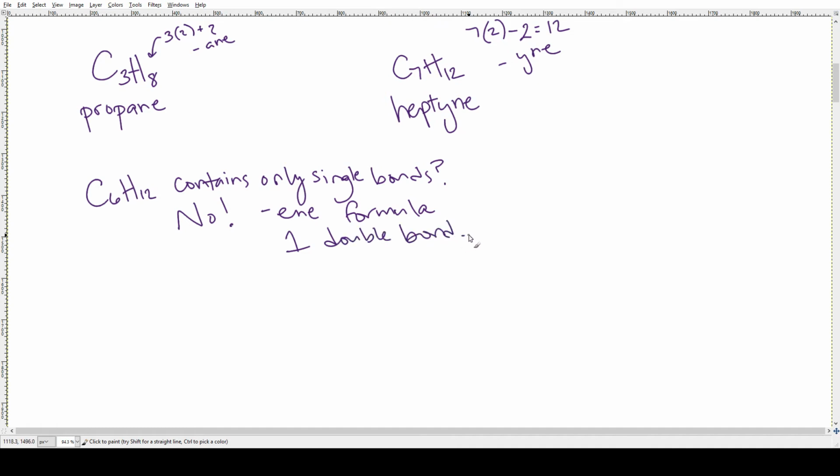So let's try that again. Let's say C9H20. What kind of bonds does this contain? Is it all single? Does it have one double, or does it have one triple? This would be, and if you need more time, just pause, this would be all single bonds.